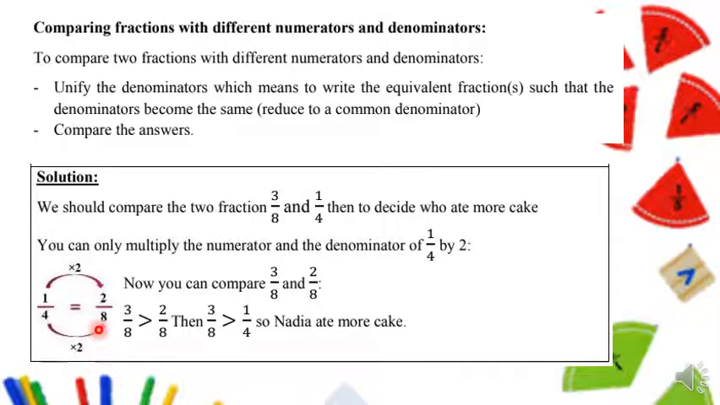Now, can we compare? Yes. Now we can compare. Why? Because we have 3 over 8 and a new equivalent fraction, which is 2 over 8. Now we have two fractions having the same denominators. So the fraction with the greater numerator is the greater. So who ate more? 3 over 8. So Nadia ate more cake.